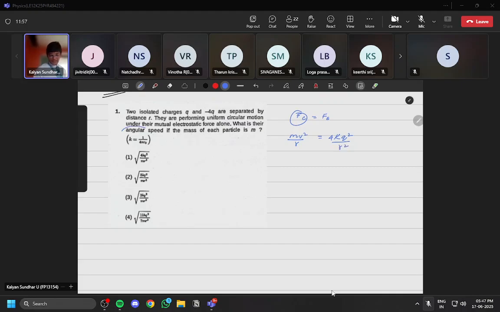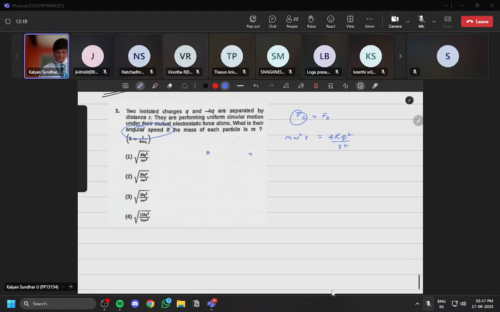Now they are asking about the angular speed. How should we write the angular speed? We have to just make sure, right? So shall I write this as m omega square r? Correct? This is the total distance between them. So what will the radius of this circular motion be?